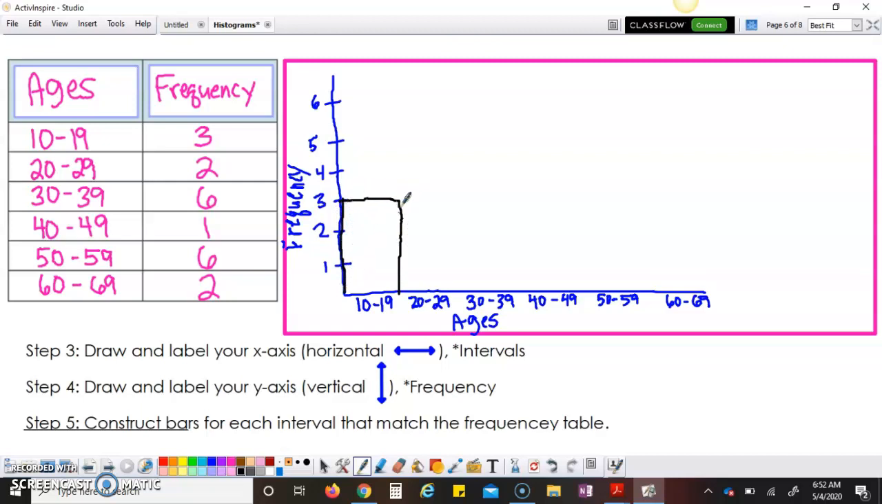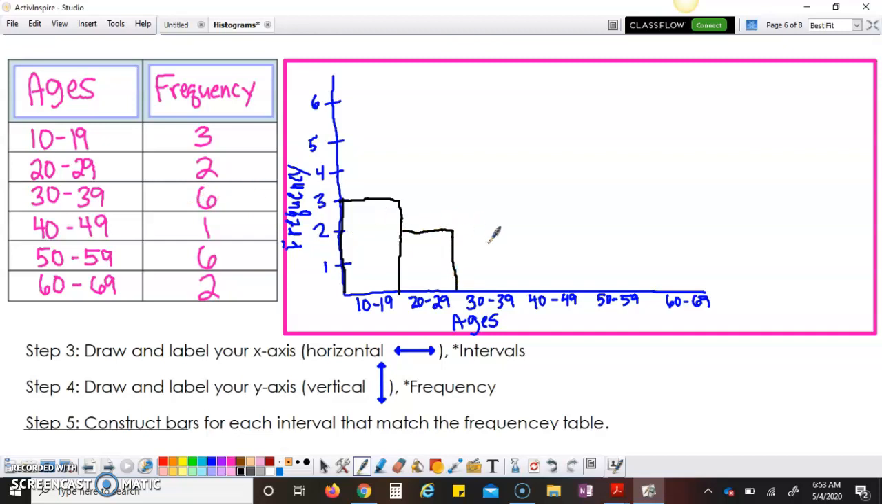And notice I made my bar come here in between the next interval, because remember, on histograms, your bars touch, okay? All right, from 20 to 29, there are 2 people. So I'm just going to pick up right here, 2 people. Okay, I've got 2 people that are 20 to 29.